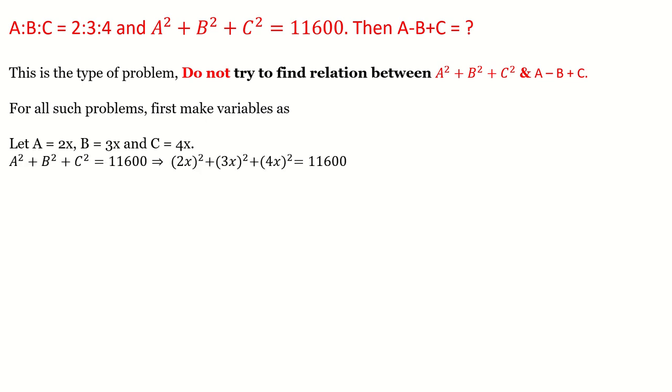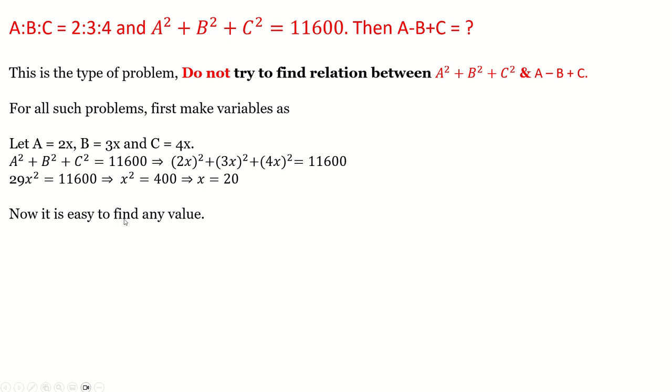Now just replace a square plus b square plus c square equal to 11,600, which means you will get 29x square equal to 11,600. So x square is 400, x is 20. That's it, you got it. And now if x is 20, then a minus b plus c is 2x minus 3x plus 4x, which is 3x. Nothing but 3 into 20, which is 60. That's it.